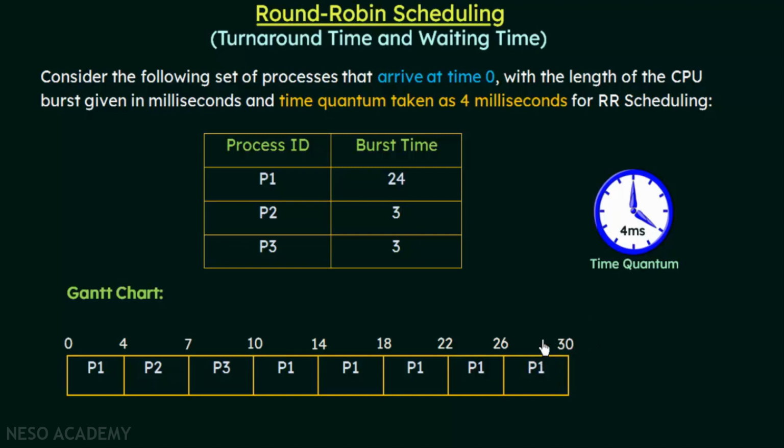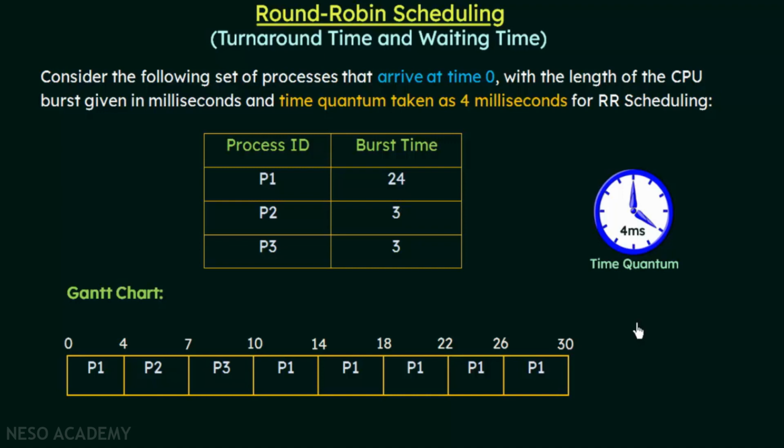So that is how P1 completes its execution at the 30th millisecond. Here we see that each process is allowed to execute only for the time quantum of 4 milliseconds. Even though only P1 was waiting in the queue, P1 will execute only for its 4 milliseconds, then it will be preempted, but since it was the only process in the queue, P1 itself will be given the CPU and execute again and again.